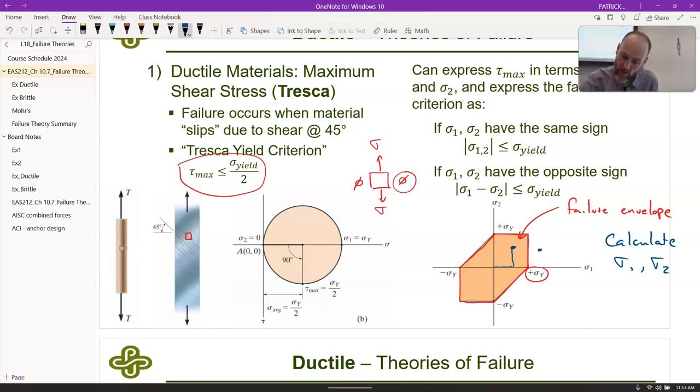Conversely, if you were over here, or over here, or over here, anything outside of that shaded region, as far as a plot of your sigma 1, sigma 2 values, then you would have exceeded that shear stress yield over 2, and we would expect failure. So this is for ductile material. It's known as max shear stress, and the engineer that developed it was a person by the name of Tresca. Tresca is how I've usually seen this called.